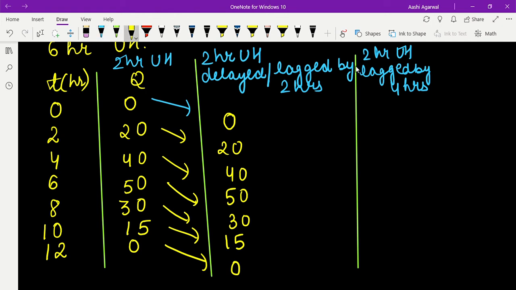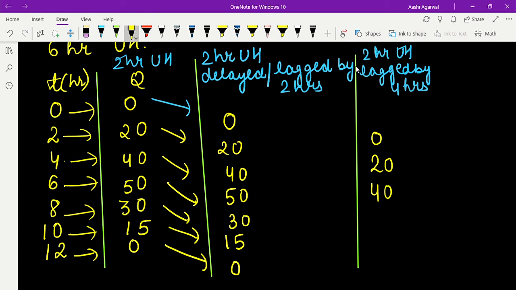So here I am shifting these ordinates again. That means here I will get the first ordinate at, so please don't get confused. Here I will not get any values and I will get the value from here. So 0, 20, 40, 50, 30, 15 and then 0.